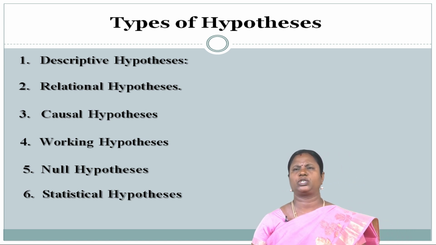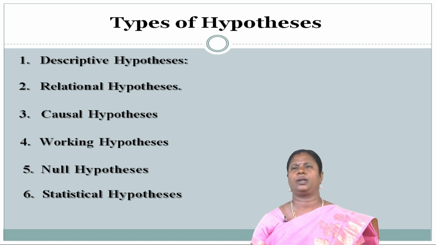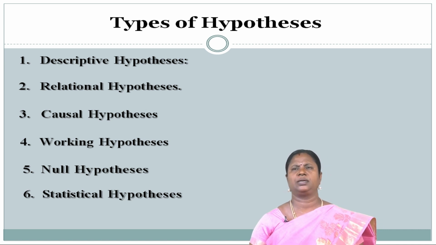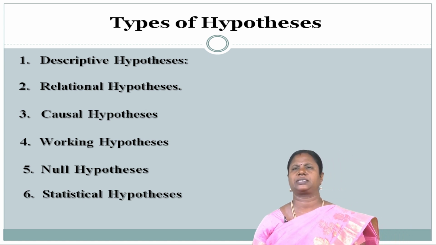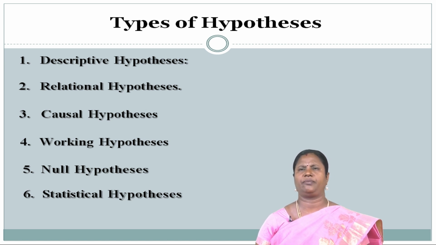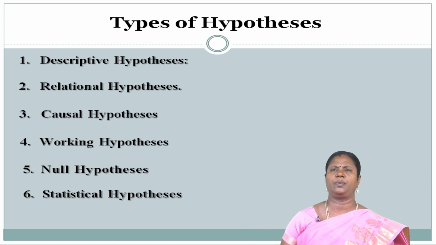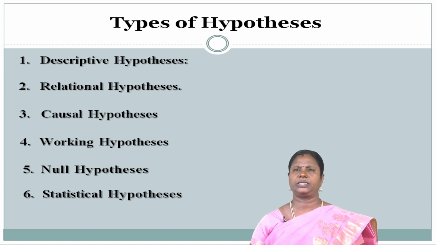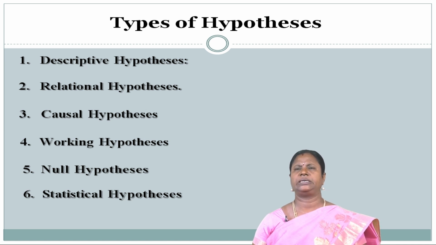Then, causal hypothesis. It states that the existence of, or a change in, one variable causes or leads to an effect on another variable. The first variable is called the independent variable and the latter the dependent variable. When dealing with the causal relationship between variables, the researcher must consider the direction in which such a relationship flows. For example, which is cause and which is effect.